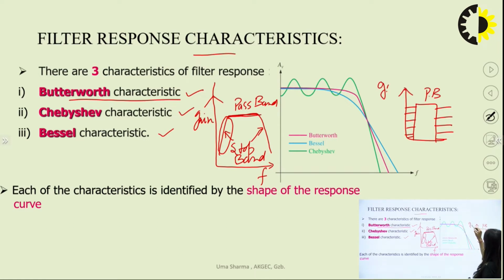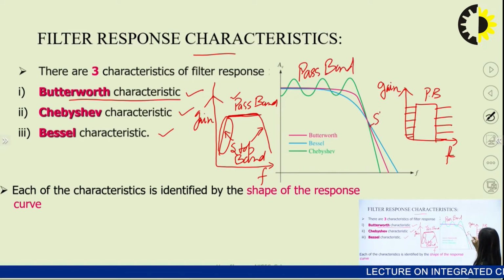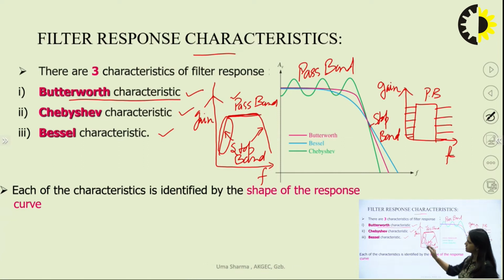This is the pass band. This must be the case, but practically this is not possible. So practically we get this type of curve. In this curve, this is the pass band and this is the stop band. Now one by one, I'll tell you what the basic differences are between these responses. First, let's talk about the Butterworth response.